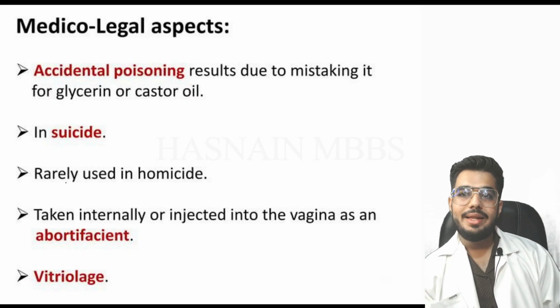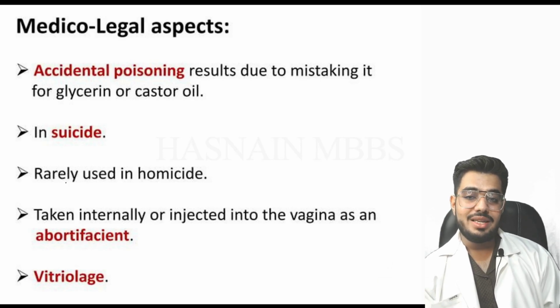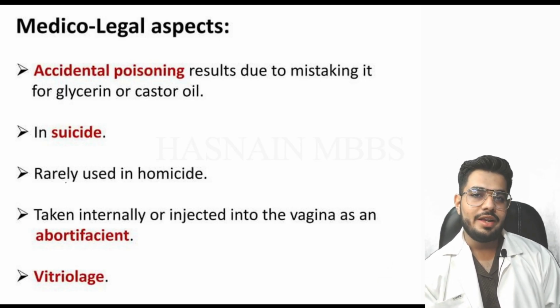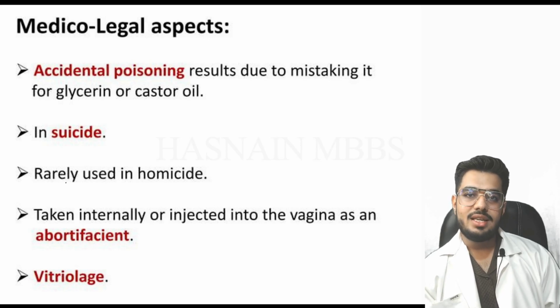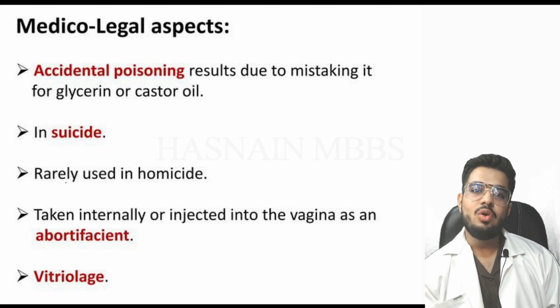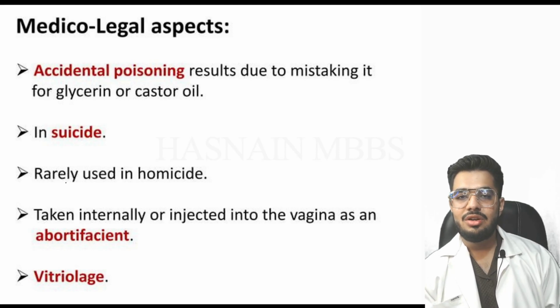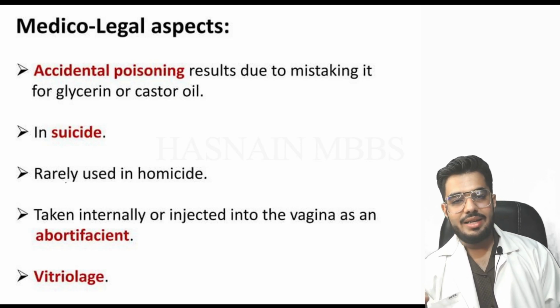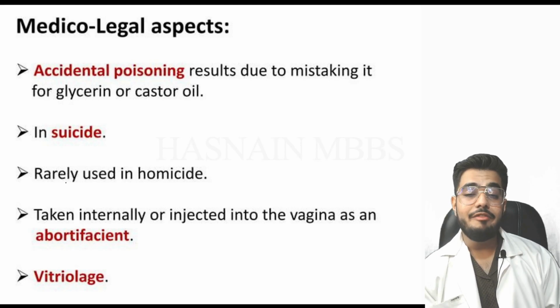Now the medico-legal aspect. Accidental poisoning can occur because it can be mistaken for glycerin or castor oil. It is seen in suicide cases comparatively more than homicidal. Rarely do we find a homicidal case because it does not fall under the characteristics of ideal homicidal poisoning. It can sometimes be used as an abortifacient drug and for vitriolage.